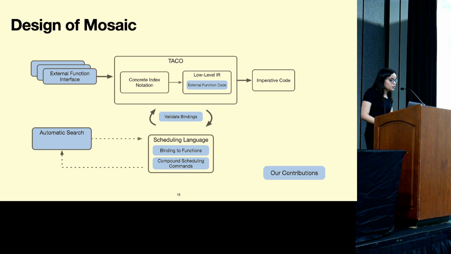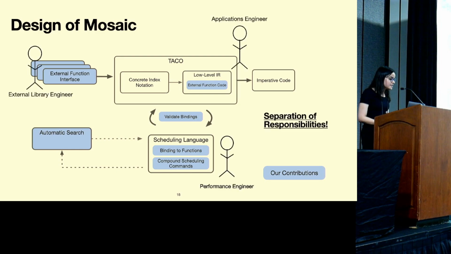And optionally, we also provide an automatic search. And this is really just an enumeration of the feasible ways of substituting a sub-expression with an external function interface for a given expression that the user wants to compute. This doesn't choose the best performing mapping, but it'll list out all the possible spaces that one can choose to look at. And the key here is that there's this separation of responsibilities. An applications engineer can write the expression they want to compute. An external library engineer will write the external function interfaces because they're experts in these systems. And a performance engineer can describe function placement. And these three people can work independently of each other.